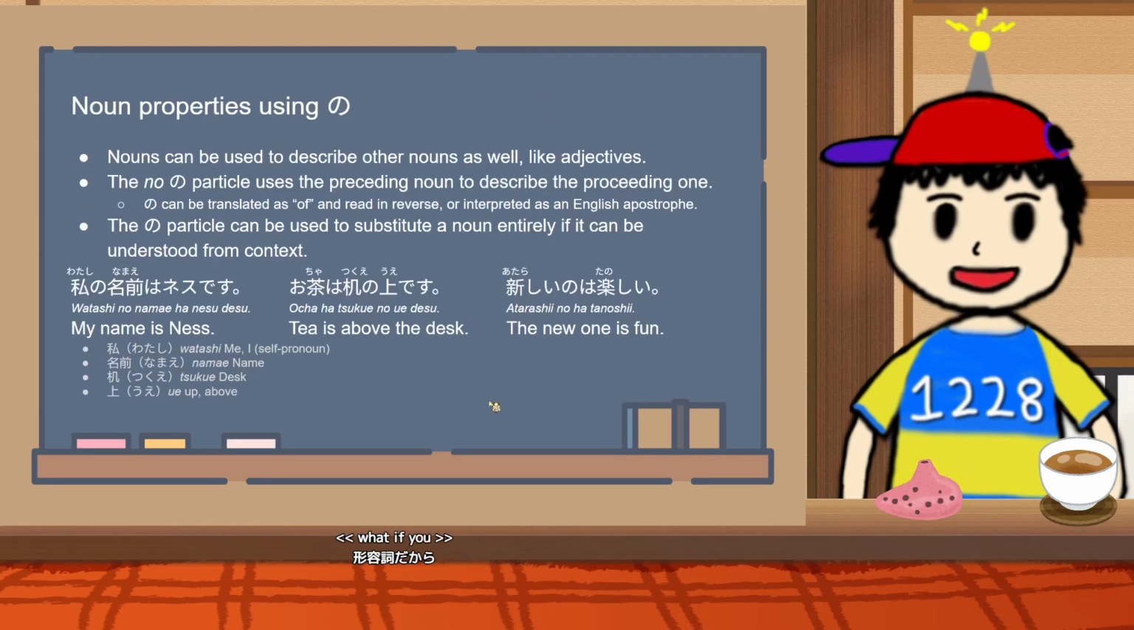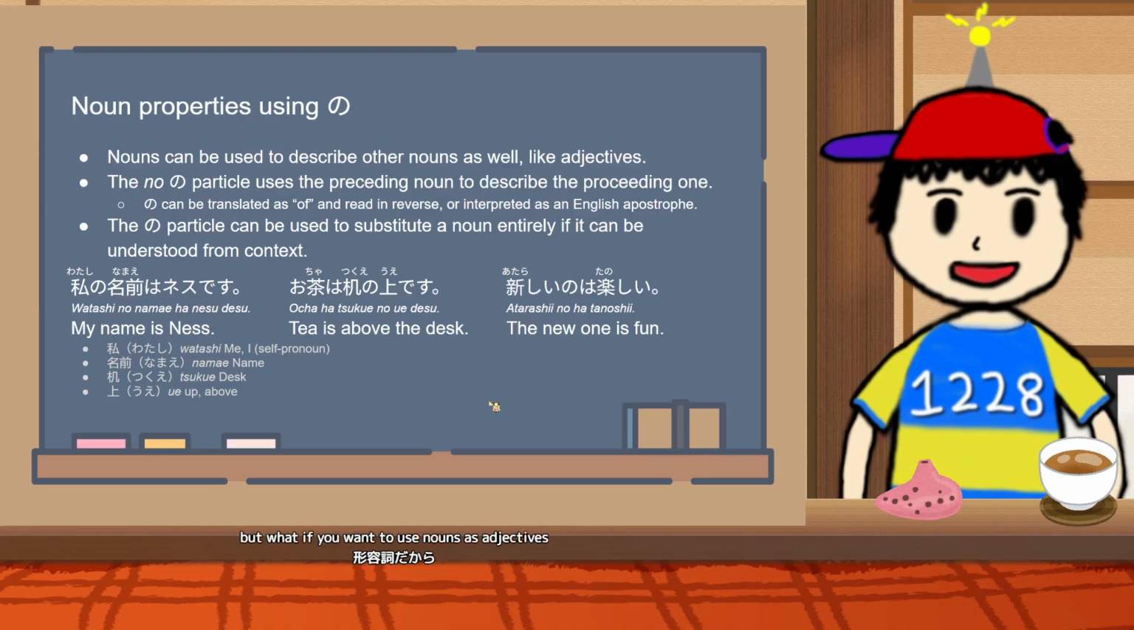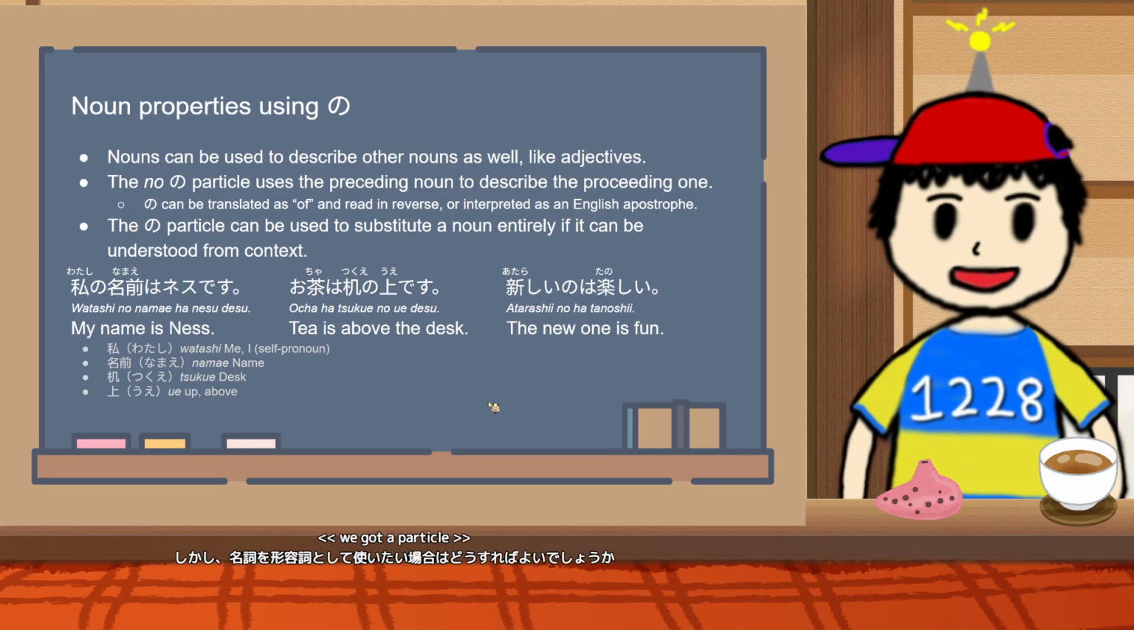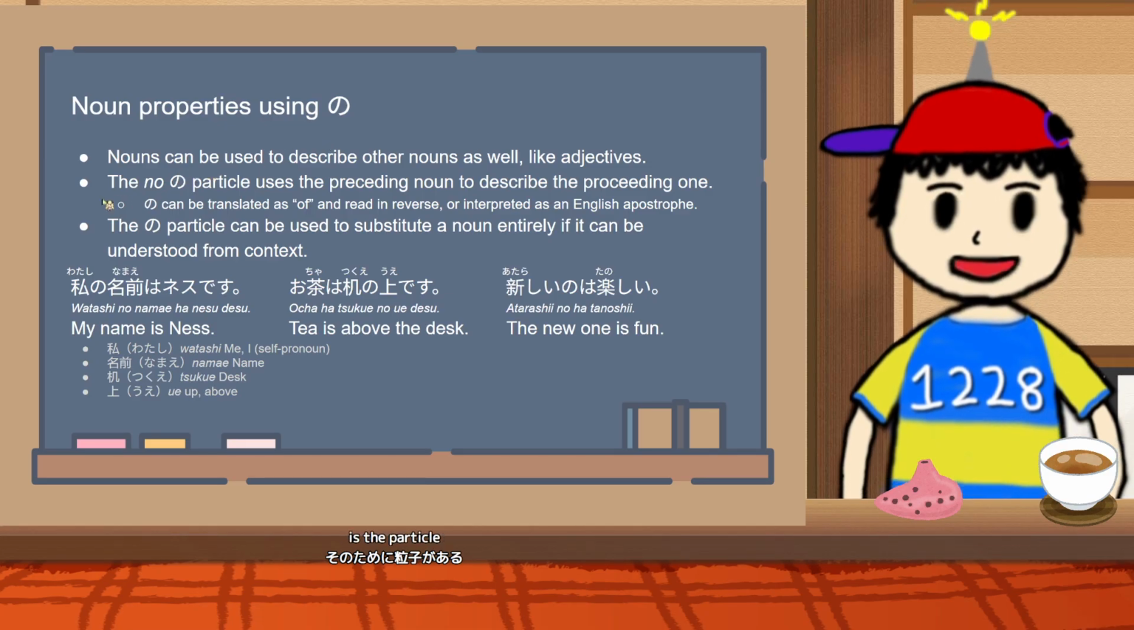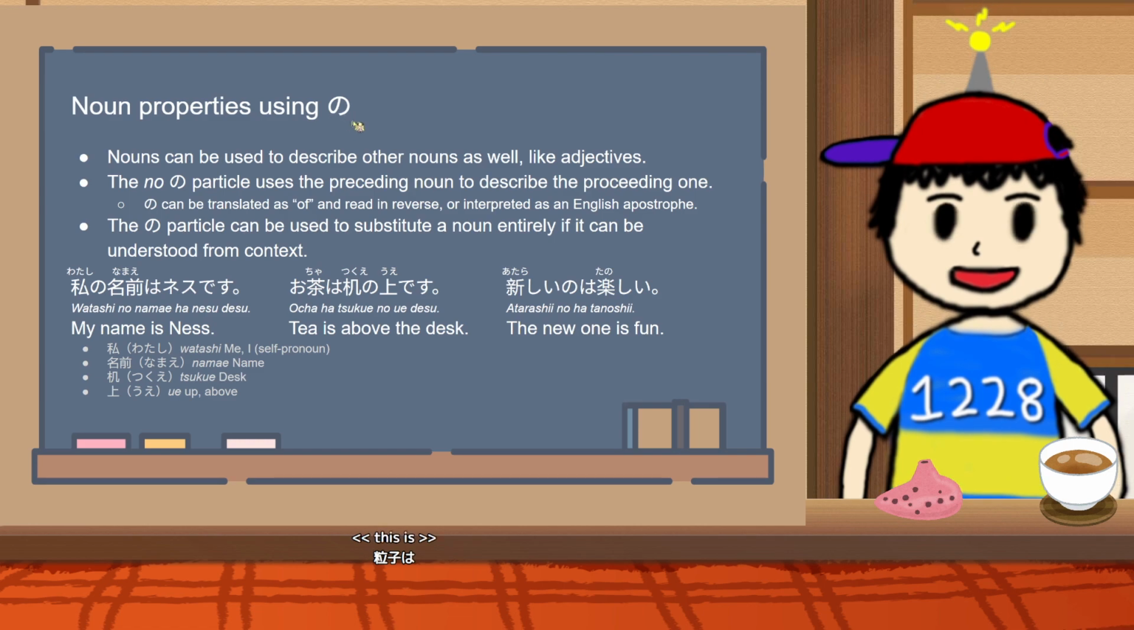But what if you want to use nouns as adjectives? We got a particle for that. Or do we? No is the particle. The no particle. This is literally the kana no. And this is actually one of the first kana that a lot of people learn because it's so recognizable. The no particle takes the preceding noun to describe the following noun.